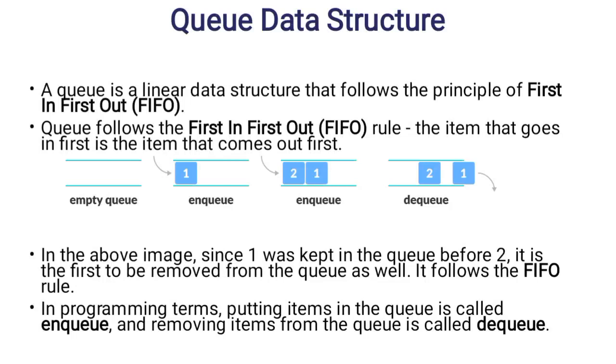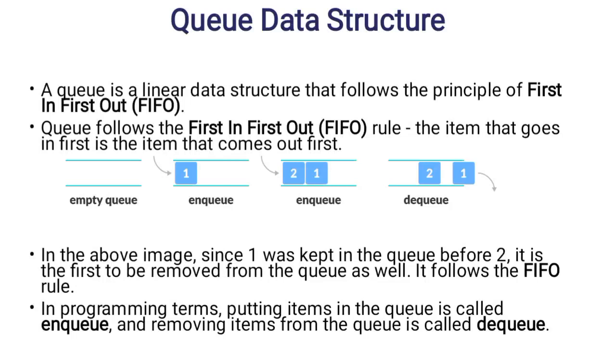As you can see over there, I've got three containers, but they are horizontal. The first one is reflecting an empty queue. Then the second one is showing a queue that has got one element. Then the third one follows. Then the last one is showing that we are now removing something from the queue.